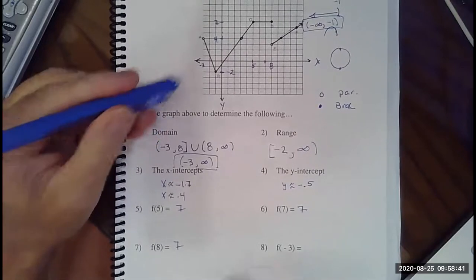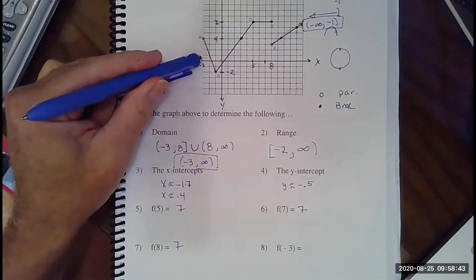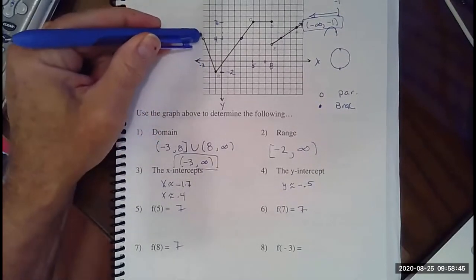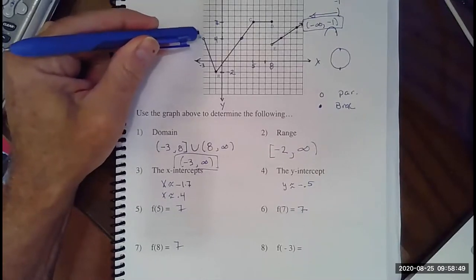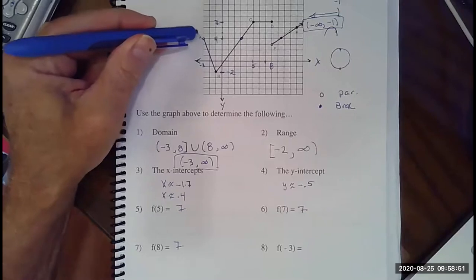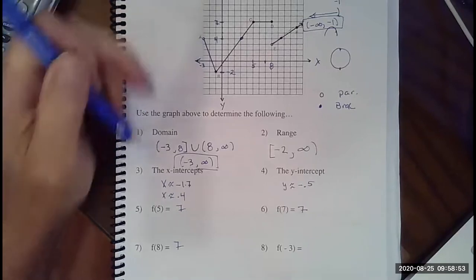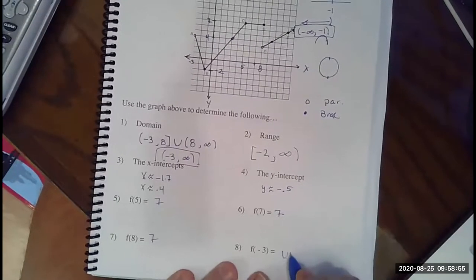Okay, negative 3. I'm going to go over here, negative 3. Okay, put my pen. Oh, it's at A. Oh, there's an open dot. So you're going to say, I don't know. I don't know. Undefined is the best answer. Undefined.